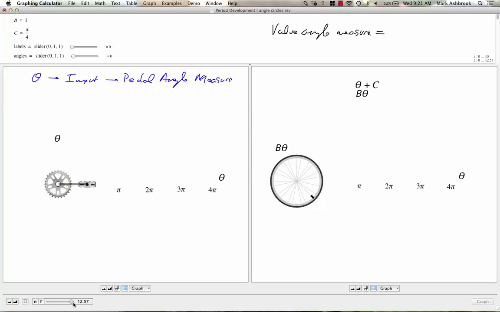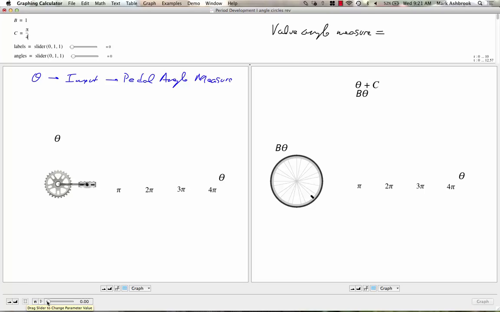If that valve is always exactly pi over 4 behind. Is there a table for you to make? So tell me what the given angles of theta are.